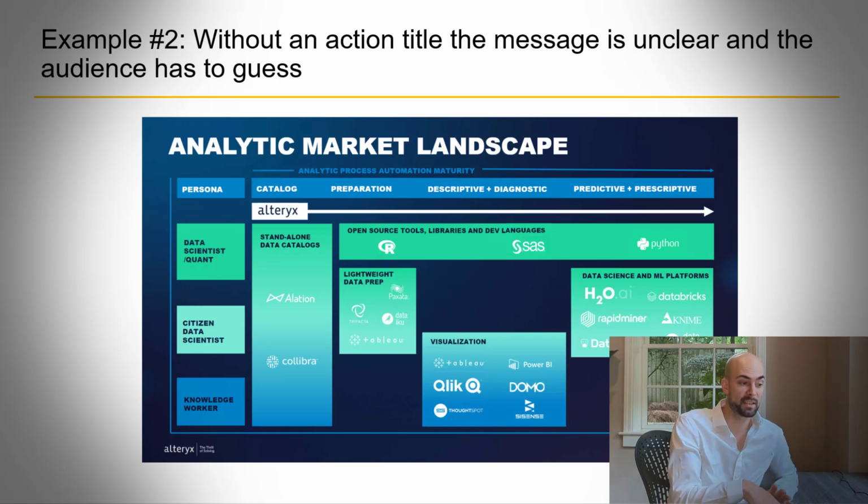And so in this situation, if the message is unclear, the audience has to guess, and it's not as effective as if the title actually contained a message, or an action title.